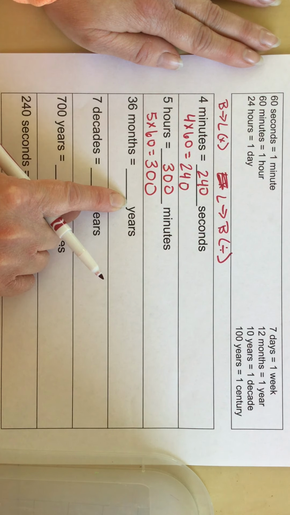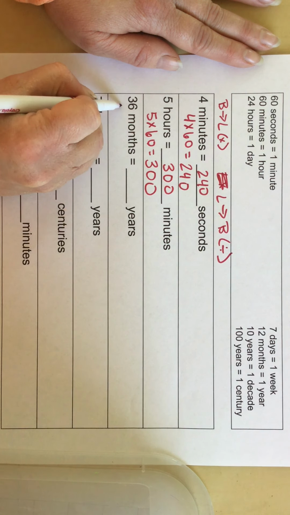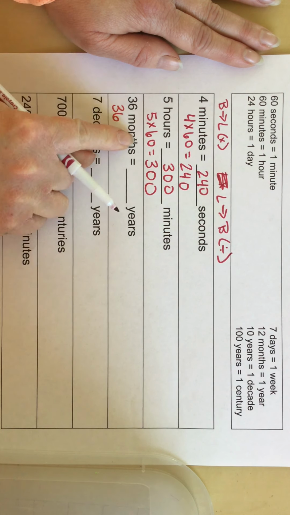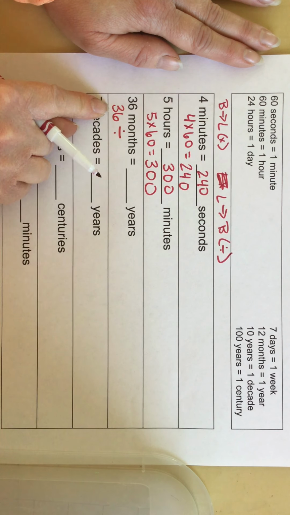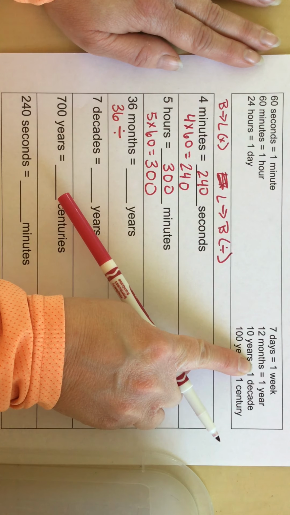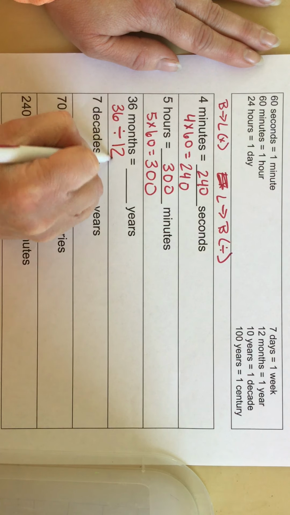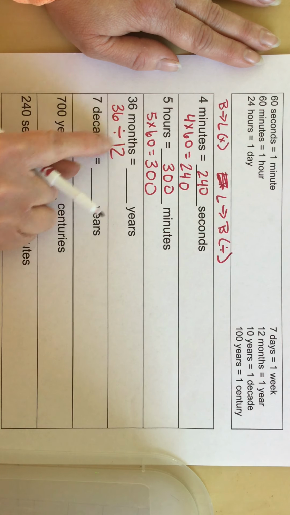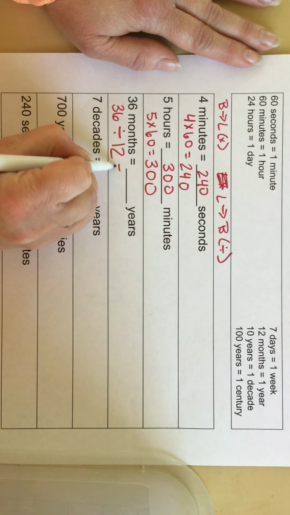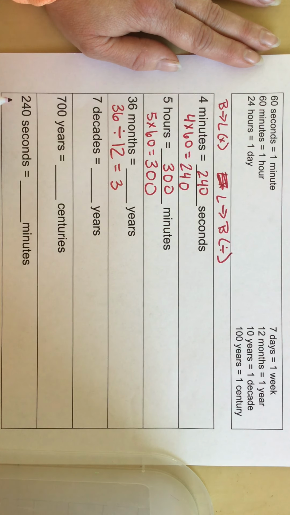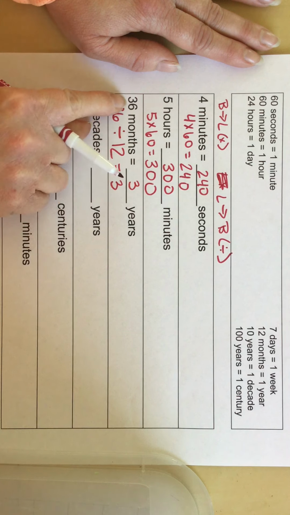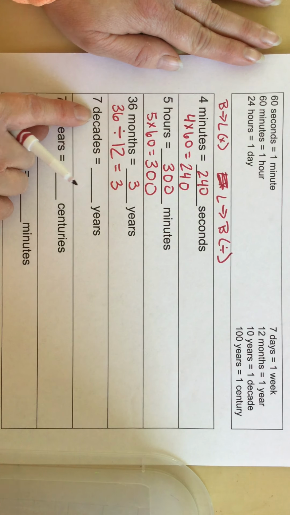36 months equals how many years? Months is smaller than years, so I'm going to divide. So 36 divided by 12. Or think, what times 12 gives me 36, which is 3. So there's 36 months in 3 years.